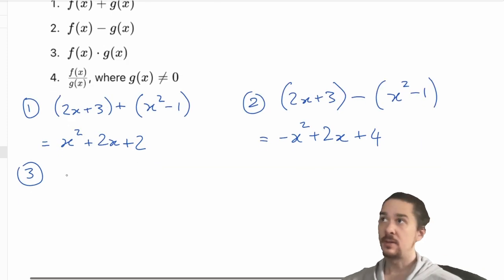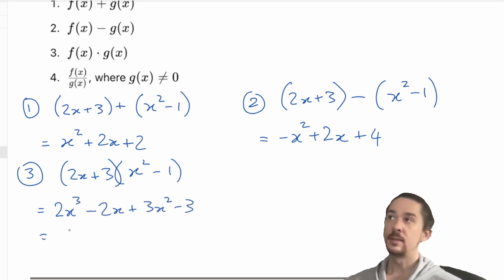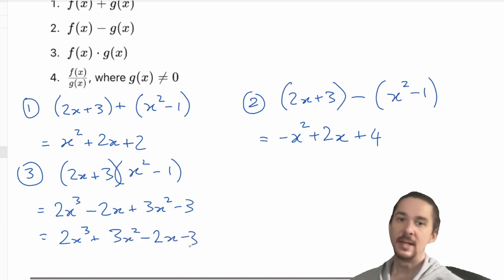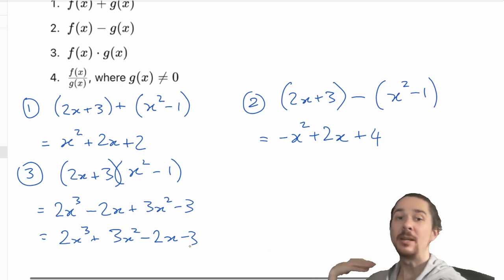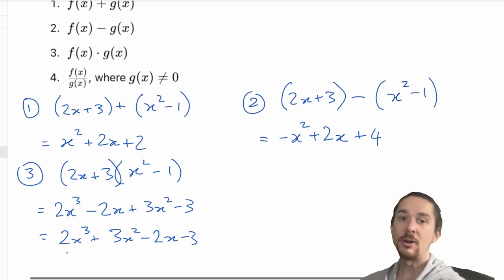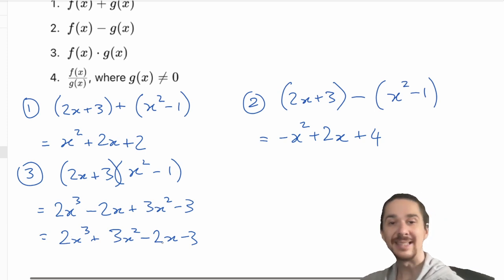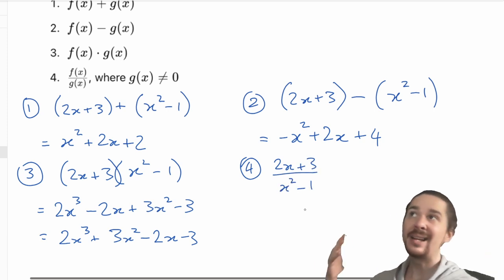F of x times g of x will be 2x plus 3 times x squared minus 1, which will give us 2x cubed minus 2x plus 3x squared minus 3, which will give us 2x cubed plus 3x squared minus 2x minus 3. In this step, I have not done anything except change the order in which I write them. This is me being OCD, but it's a habit I recommend to you. In the future, this will make things easier. You're going to put the largest powers of x first, and then continue in descending order until the lowest power of x. F of x divided by g of x is 2x plus 3 over x squared minus 1, and we can't actually simplify this.